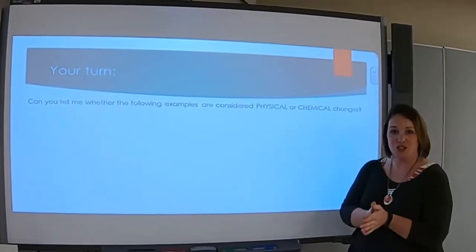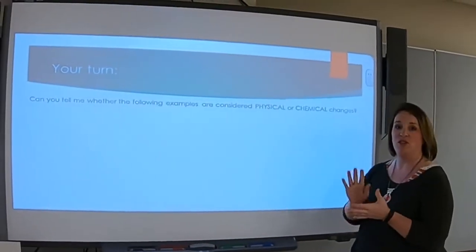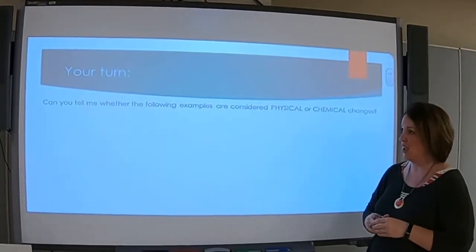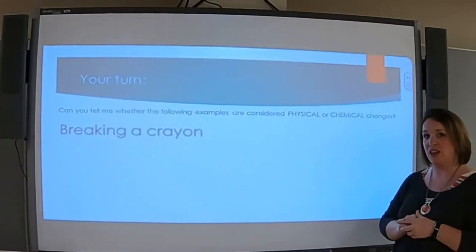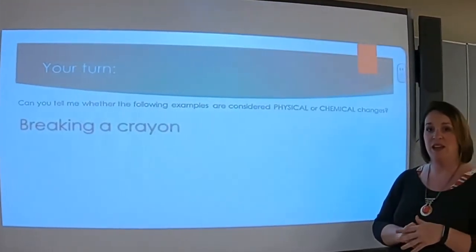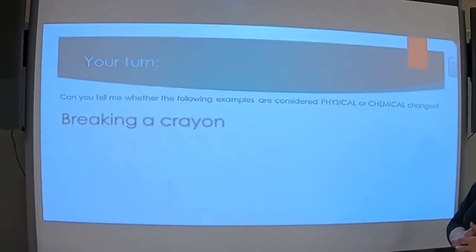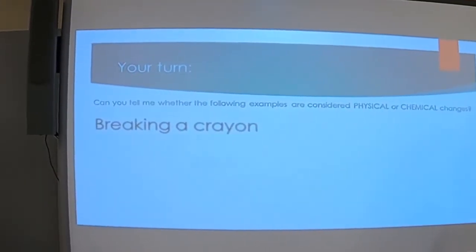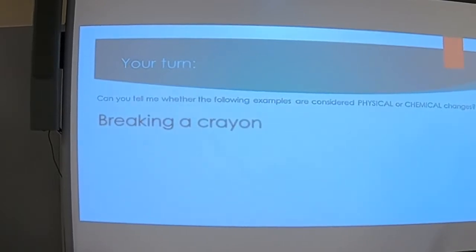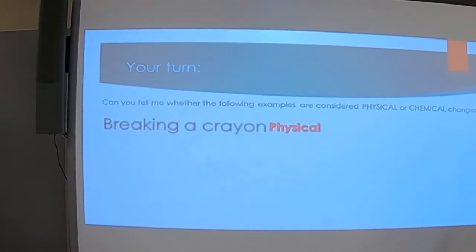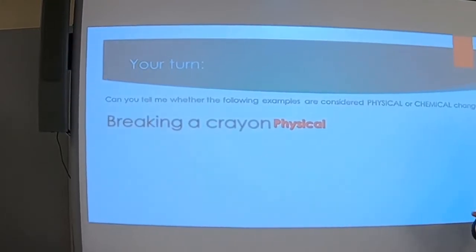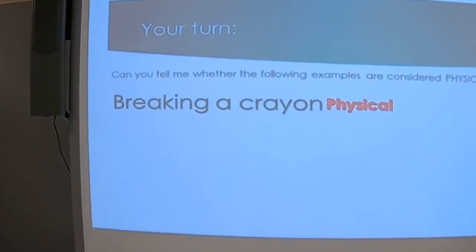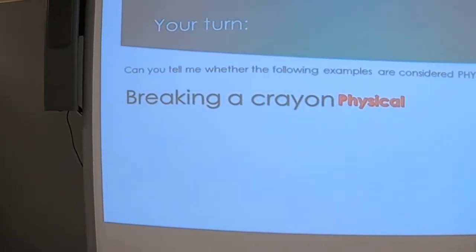Now, it's your turn. I want you to tell me whether the following examples are physical changes or chemical changes. So you may have to pause your video after I say each one to see if you can guess the correct answer. The first one is breaking a crayon. Would that be physical or chemical? It would be physical because you're only changing the shape and the size of the crayon. It is not changing to a new material.